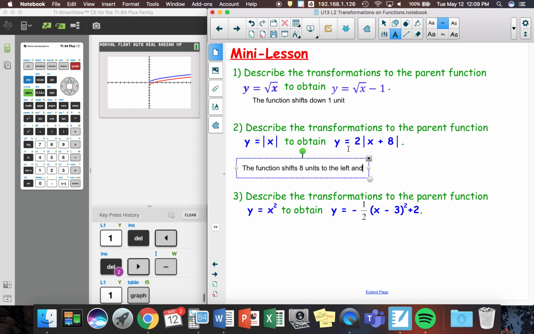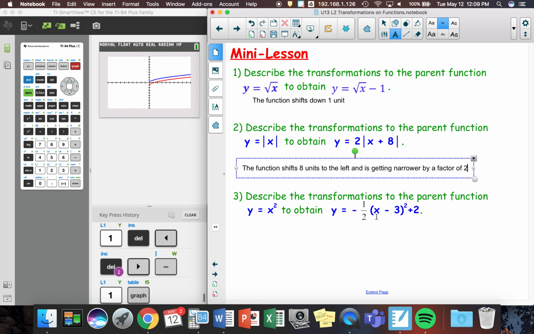And there's one more. As you can see, it's being multiplied by 2. So, since it's being multiplied by 2, it is getting narrower by a factor of 2. Okay, and that's it. We just looked at the equation. We didn't have to look at the graph to figure this out.